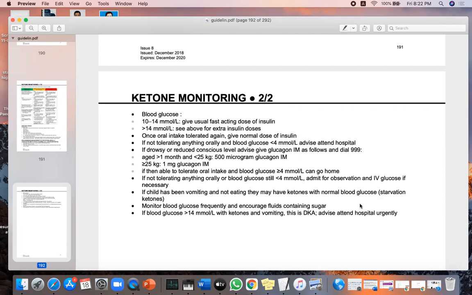Now, the child was admitted with gastroenteritis, but blood glucose is more than 14. What is that? This is not only gastroenteritis, this is DKA. Remember, advise attend hospital immediately. Now, guys, can anyone tell me, if the child has more than 14 blood glucose, ketone, suppose 1.5 or 1.4, okay, it is DKA definitely. Then what is the management? Will you give glucose containing fluid? Never. We will give normal saline.